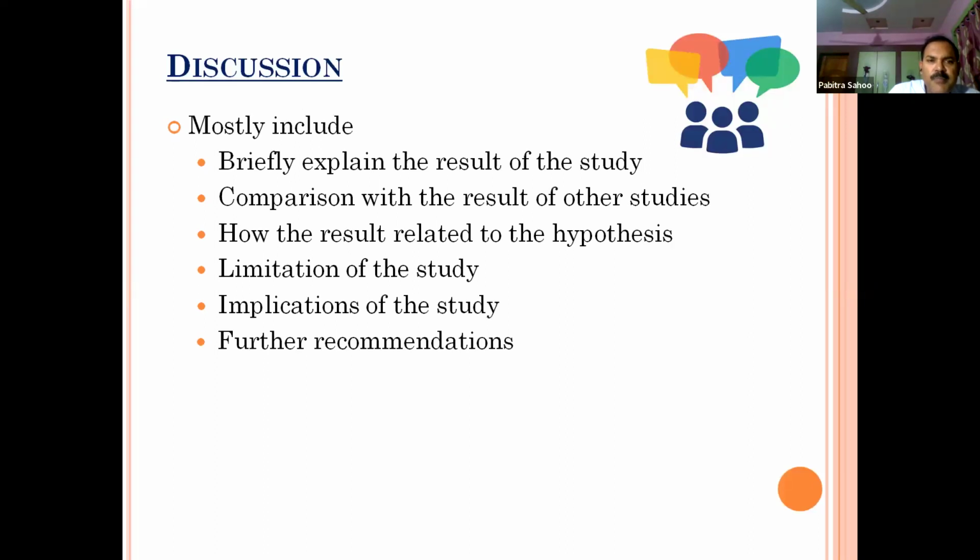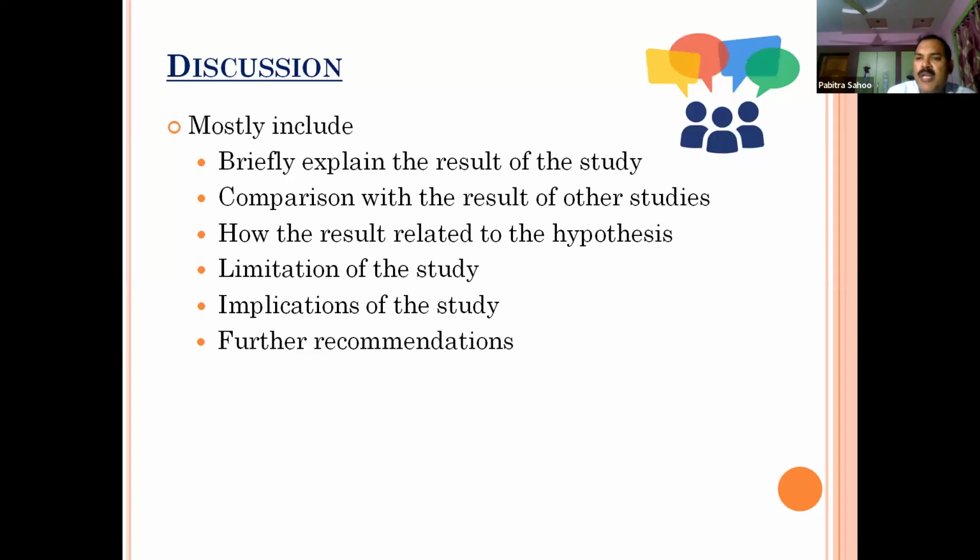This section briefly includes an explanation of the result of the study. The initial paragraph of the discussion is always the concise result of the study. This explains the result of the study and comparison with the results of other studies, and how the results are related to the hypothesis. And the last part of the discussion includes the limitation of your study.